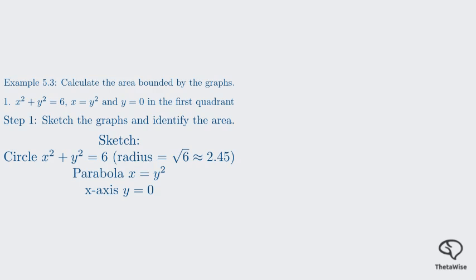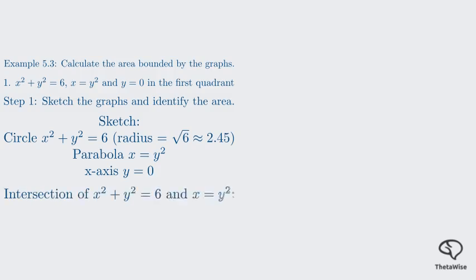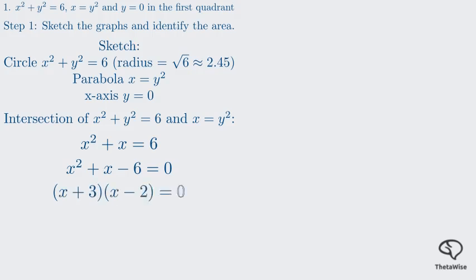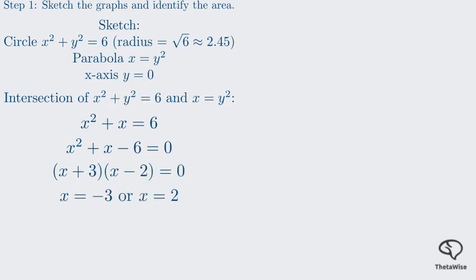To find the points of intersection, we can substitute the equation for x from the parabola into the circle's equation. This gives us x squared plus x equals 6, which is a quadratic equation. Rearranging it, we get x squared plus x minus 6 equals 0. We can factor this into (x plus 3) times (x minus 2) equals 0, giving two possible solutions: x equals -3 or x equals 2.